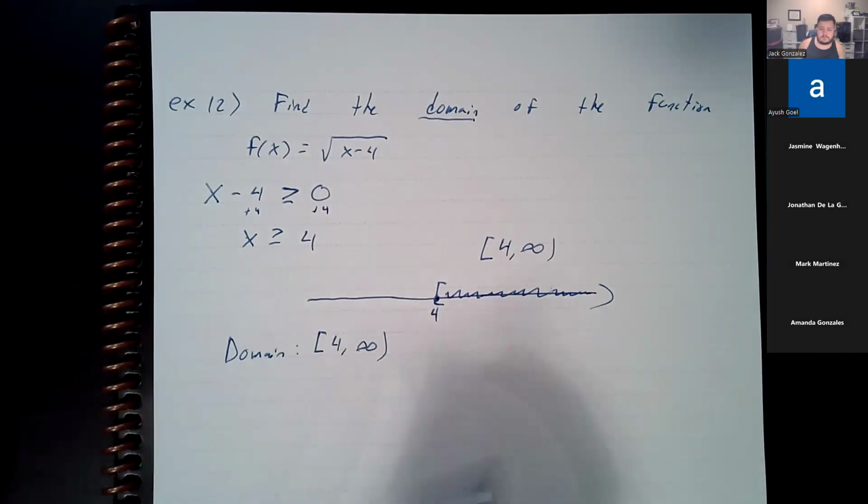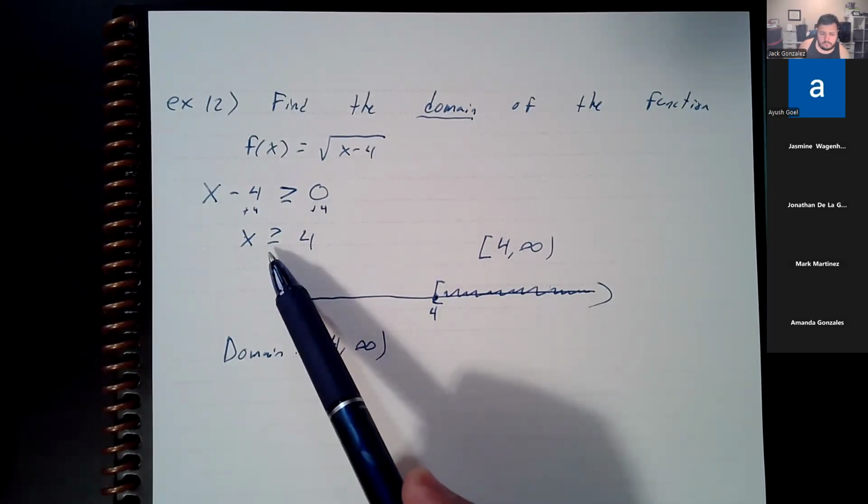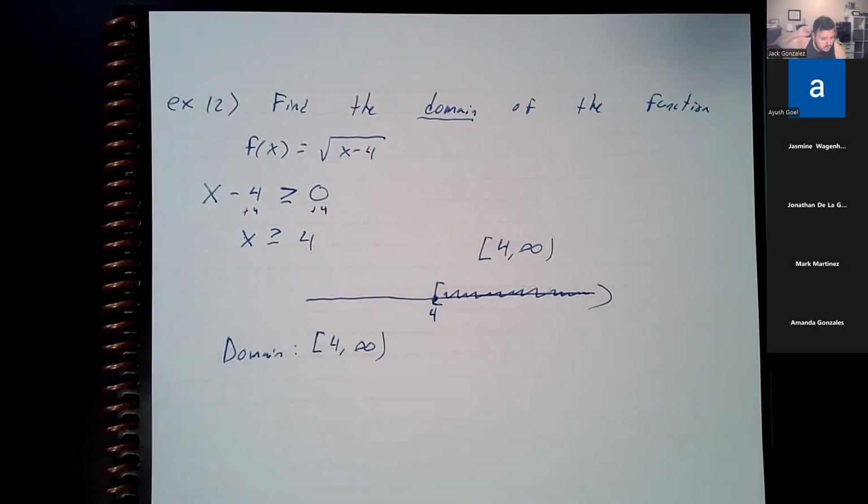So if you know what the issues are, find out what causes that issue, and the domain will be everything else. Does that idea make sense? You can always graph them to give you an idea. Most of the time, the graph will tell you the answer. But the last one, it technically didn't. It gave us a good idea, but wasn't quite right.